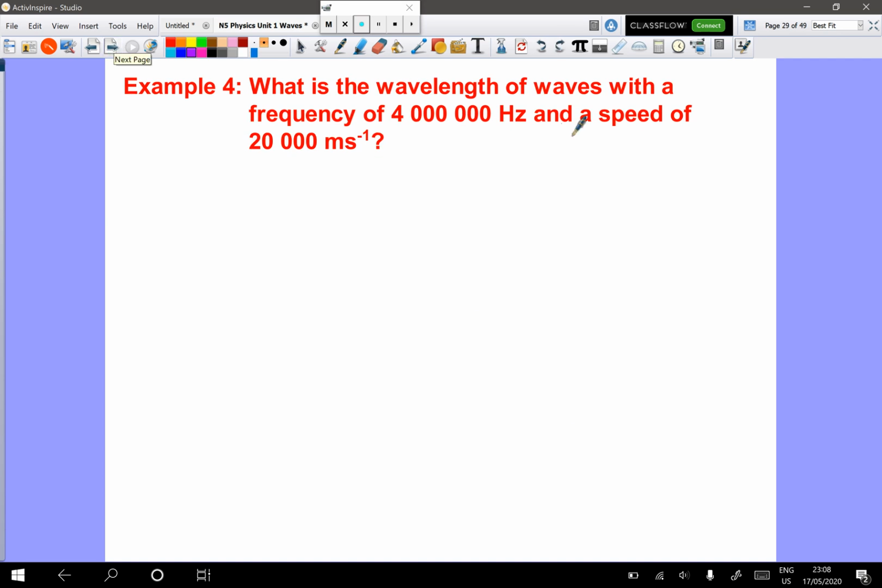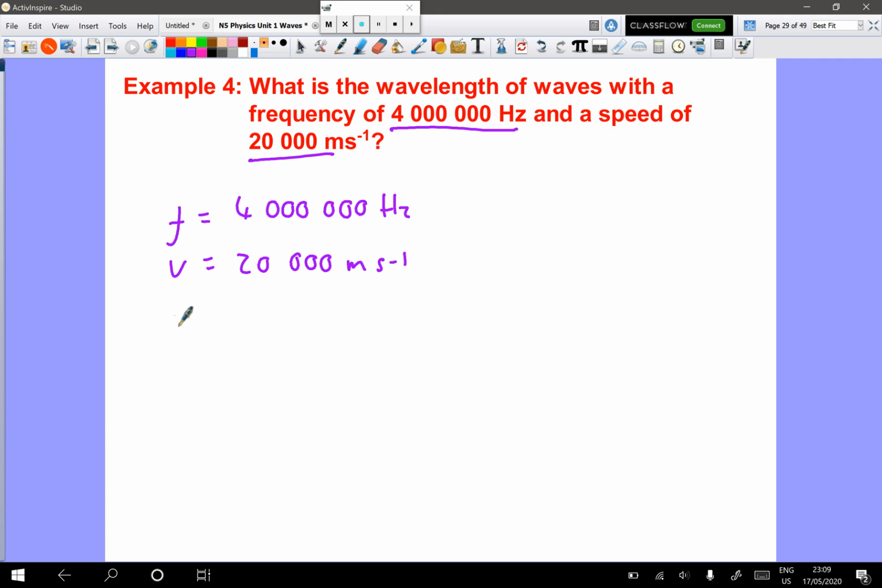Last example, looking for wavelength this time. What's the wavelength of the waves if they've got a frequency of 4 million hertz, and a speed of 20,000. Frequency, 6 zeros there. Easy to write too many or too little. Speed, 20,000 meters per second. Lambda is the unknown.